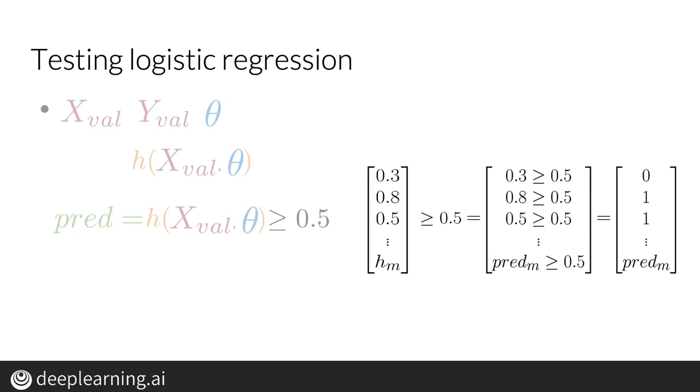So is 0.3 greater than or equal to 0.5? No. So our first prediction is equal to 0. Is 0.8 greater than or equal to 0.5? Yes. So our prediction for the second example is 1. Is 0.5 greater than or equal to 0.5? Yes. So our third prediction is equal to 1, and so on. At the end, you'll have a vector populated with zeros and ones indicating predicted negative and positive examples, respectively.